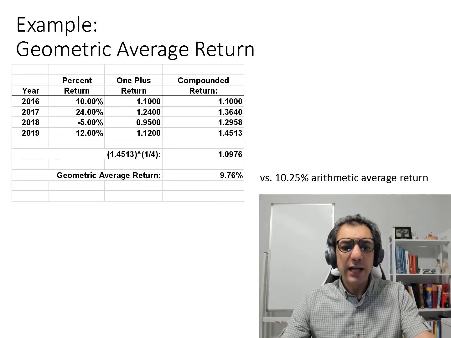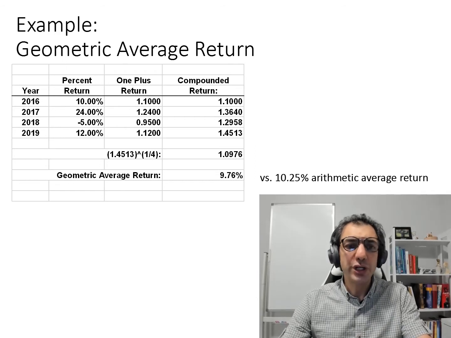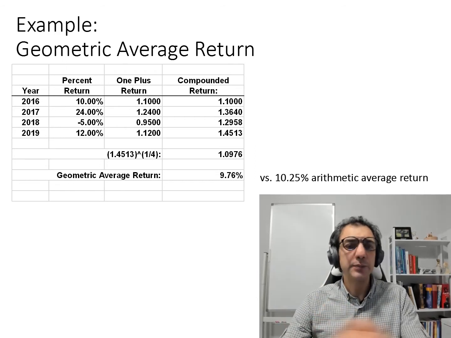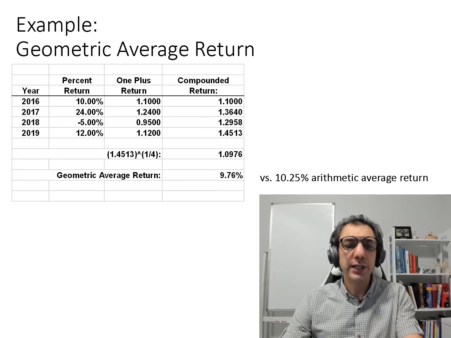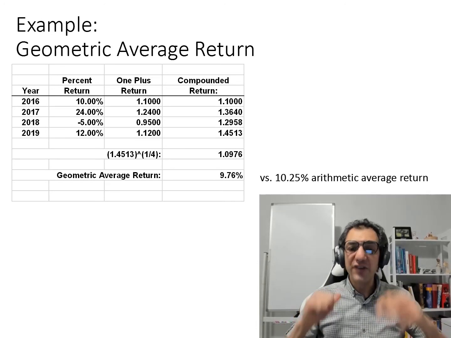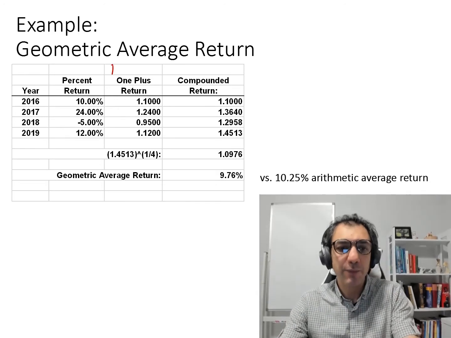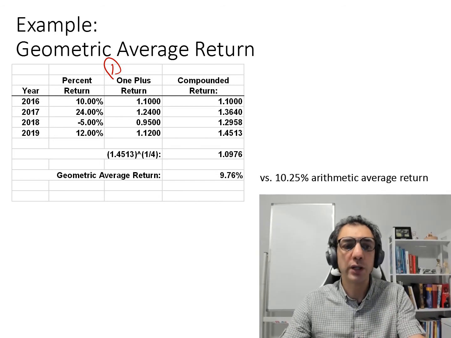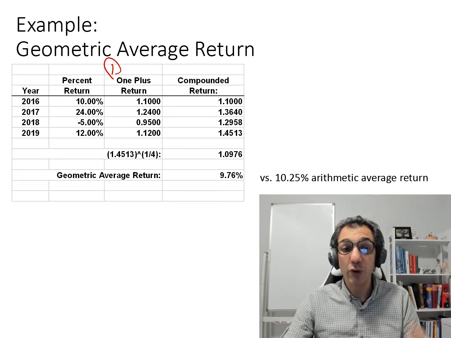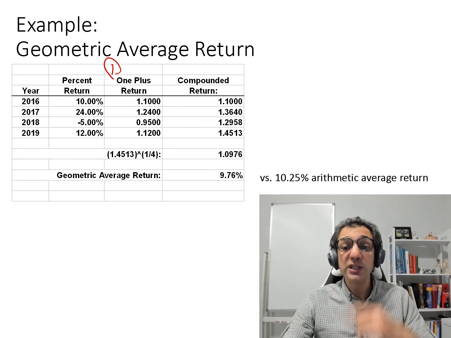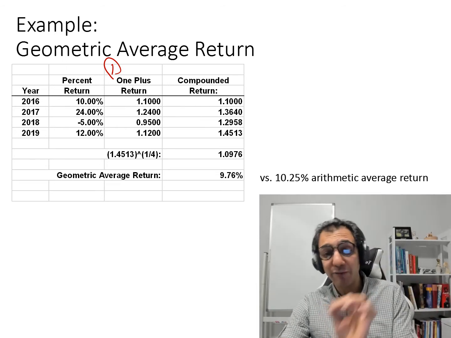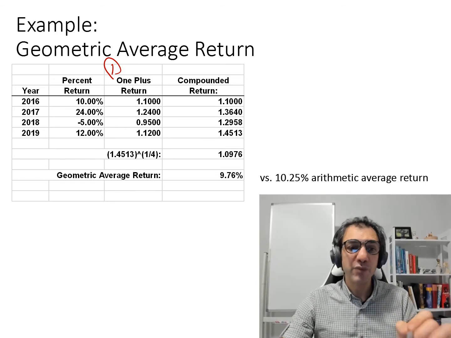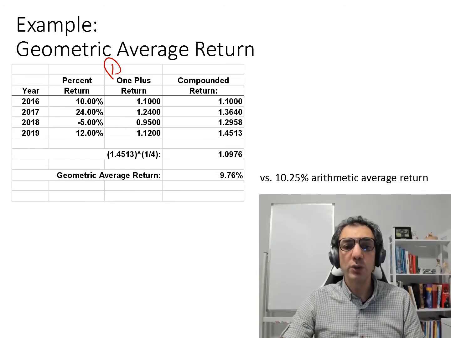Let's assume that for the 4 years, I'm just using the same numbers we had in the previous multi-period example. The returns here are 10%, 24%, minus 5%, and 12%. In the first step, I need to add 1 to each return. So 1 plus 10% is 1.1, 1 plus 24% is 1.24. Remember, in 2018, you're losing 5%, so that's 1 minus 5%, which is 0.95. And in the last year, you are earning 12%, so it's 1.12.